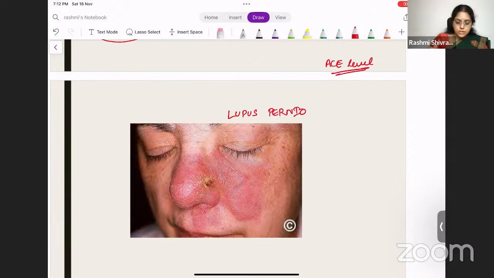So in these patients, what is the treatment? Steroids, right? The treatment is steroids. Okay. So in SLE, what will you have? You will have painful joints with a lupus rash, which is non-tender.